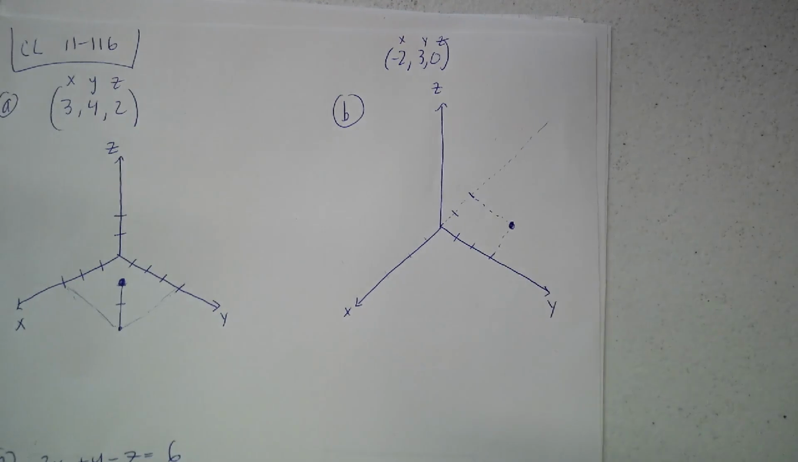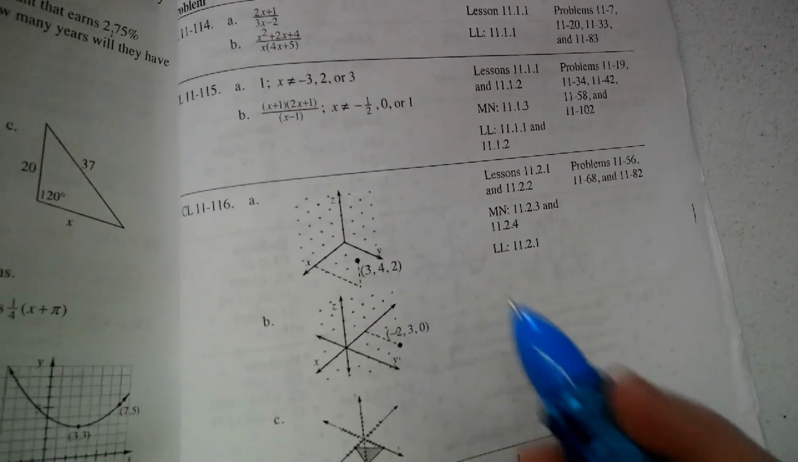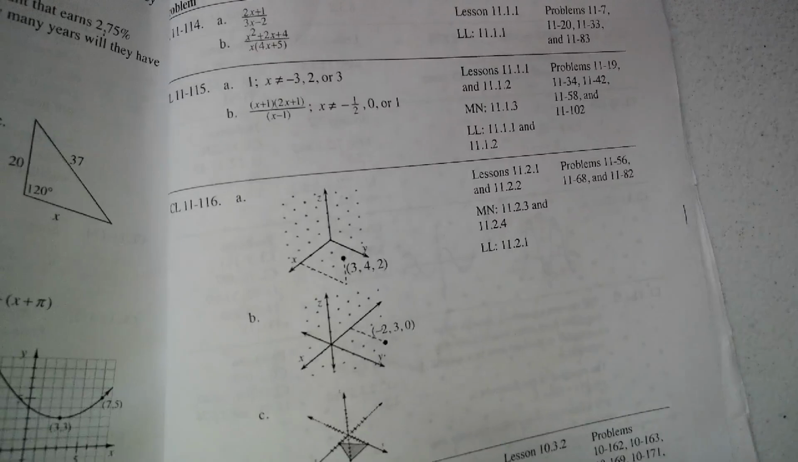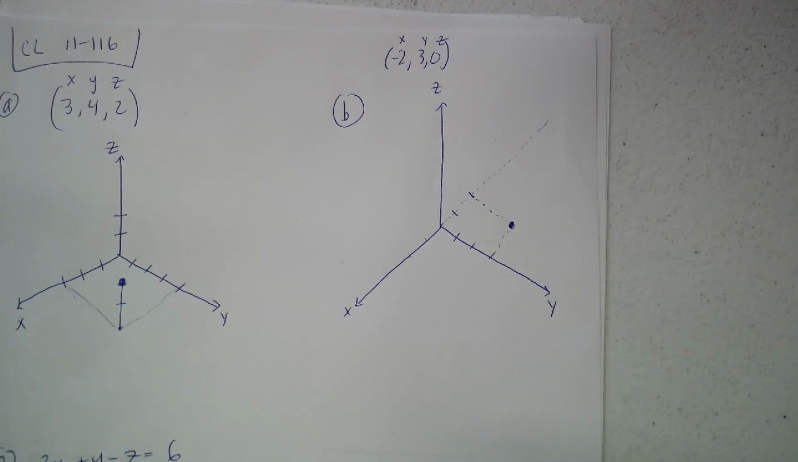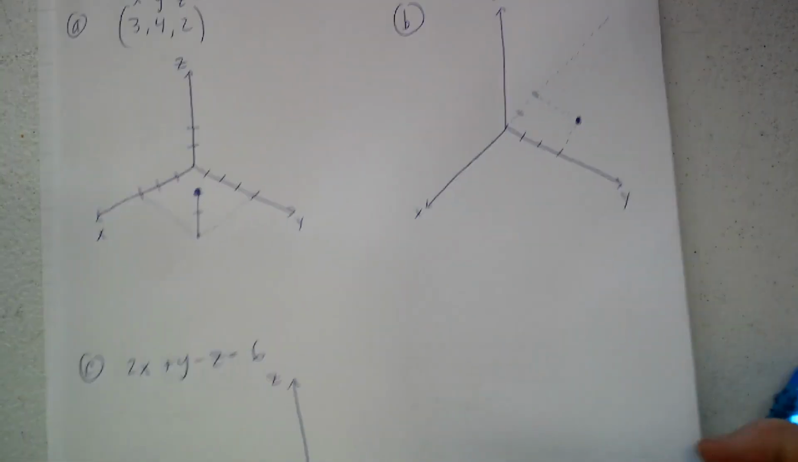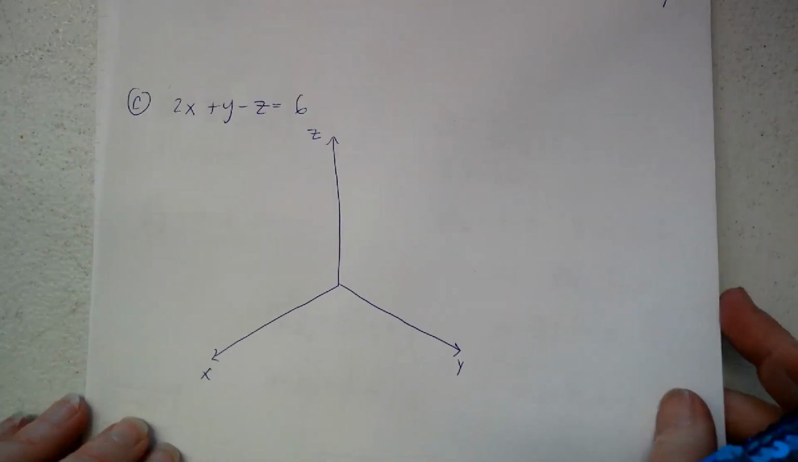It's right there. And if you look in your answer book, it looks a little bit like how I did. Okay. I think it's a little nicer to not have to use the dot paper. And then this one is a plane. This is going to be a plane.